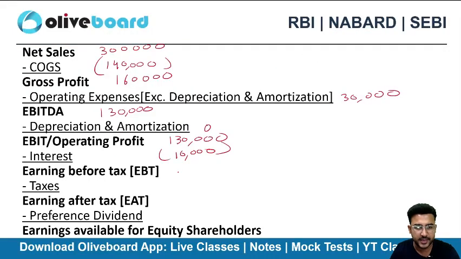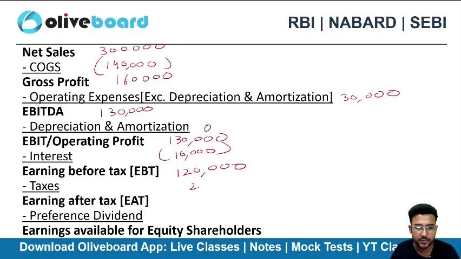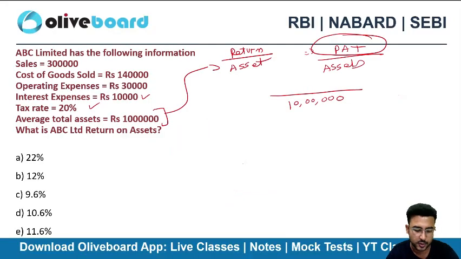So what will be the EBT? 1,20,000. What is the tax rate? They have given us the tax rate of 20%. So I need to charge 20% as taxation. What will be my earning after tax? 1,20,000 minus 20%, 96,000 will be my earnings after tax. And that's what I need to solve this particular question.